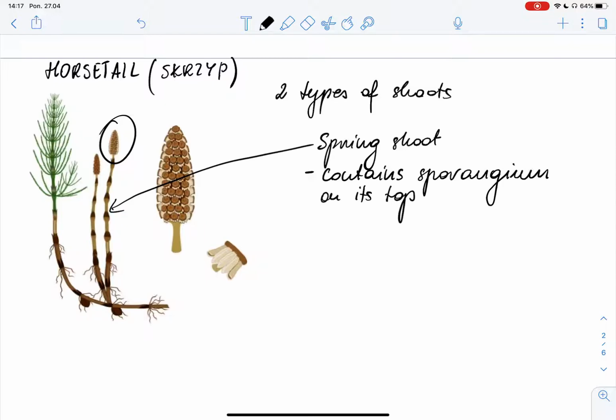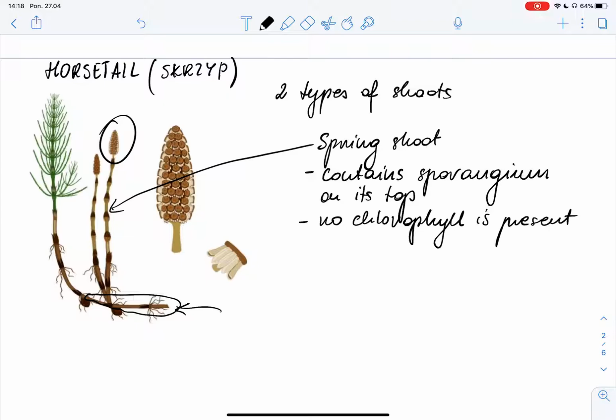That means that lots of spores are being stored at the top of this shoot, and later, when they are mature, they are released. No chlorophyll is present in here because its only task is to create and release the spores. No photosynthesis is happening here, so all the nutrients and all the energy needed for this is taken from this part, which is the rhizome.